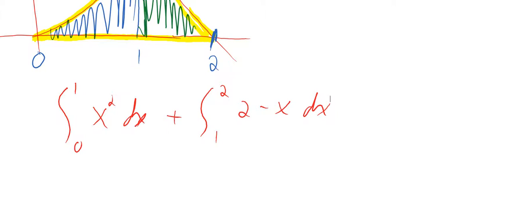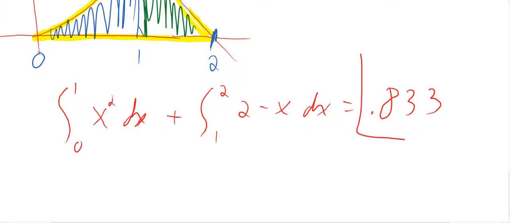Do it in a calculator. You got what? Well, Nick is getting 0.833. Who else got it? You got it? Cool. Jackie got it. Verified.